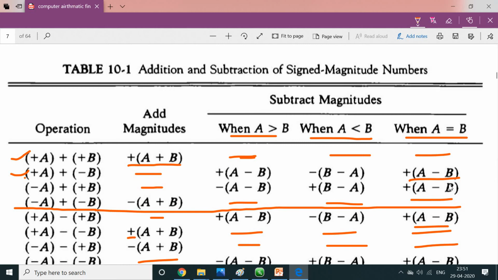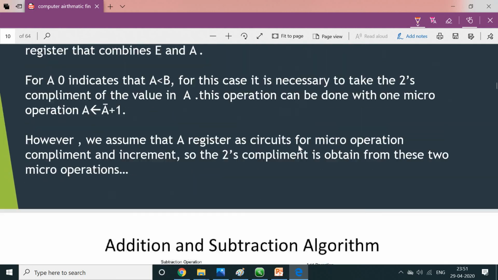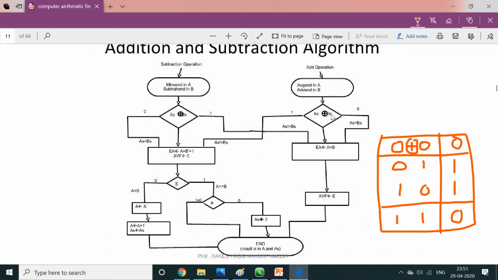In the remaining two cases we are going to observe different operations, subtracting magnitudes. In this case both signs are the same, positive and positive or negative and negative, so we only perform the addition of magnitudes. As we observe, either 0 0 or 1 1, in both cases the output equal to 0. If it is 0, that means positive numbers. Both 0 0 means both are positive numbers. If both sign values are 1 1, that means both are negative numbers.